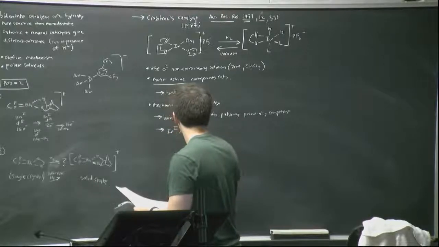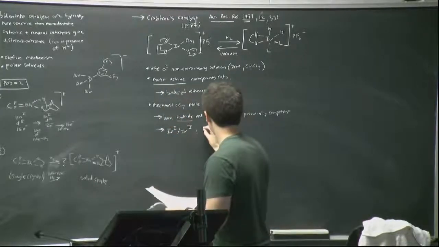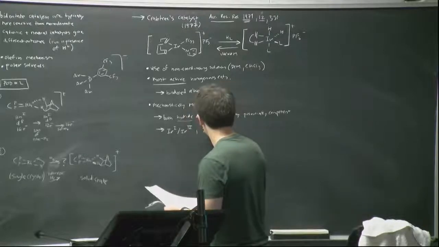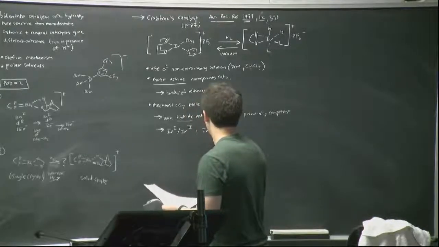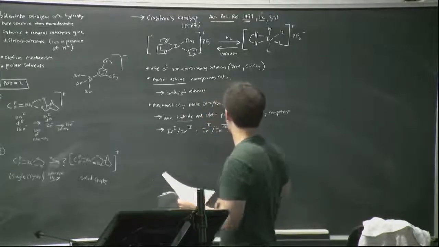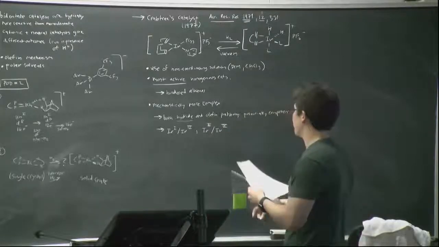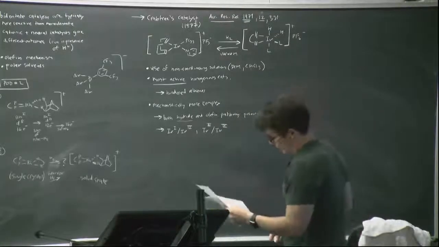Classically, we would draw this as an iridium-1, iridium-3 couple, but there's been some evidence to suggest that instead it could be an iridium-3, iridium-5 couple, and in this case, it could potentially involve a polyhydride type of intermediate.